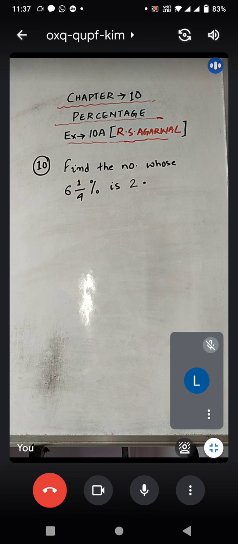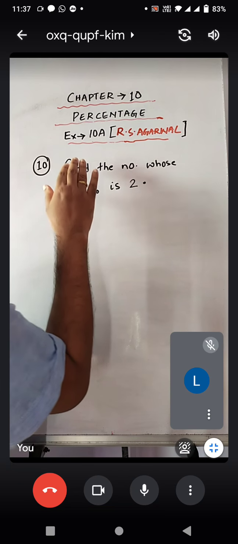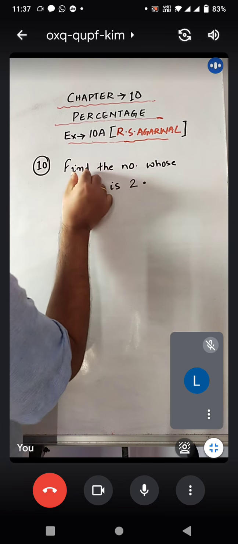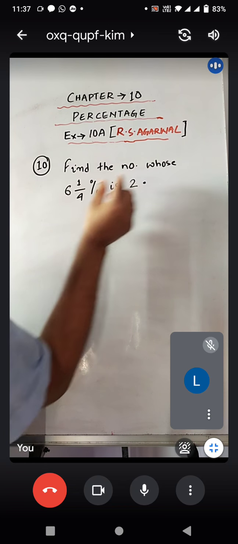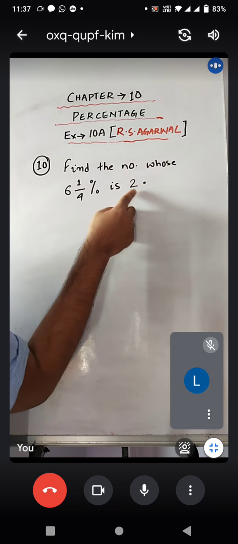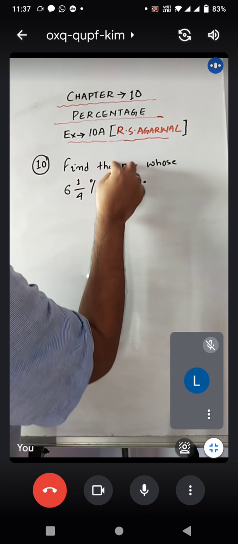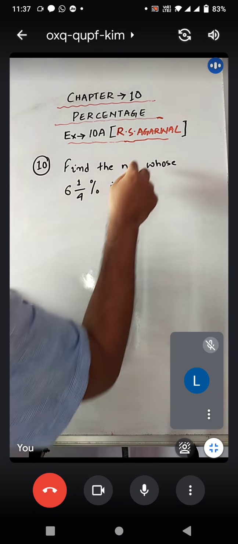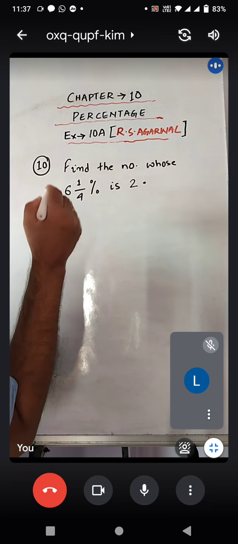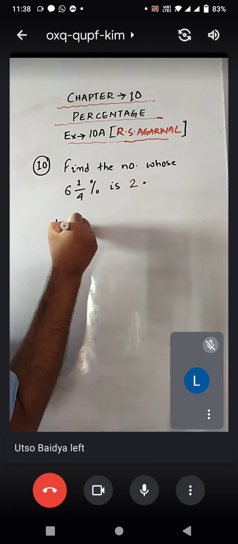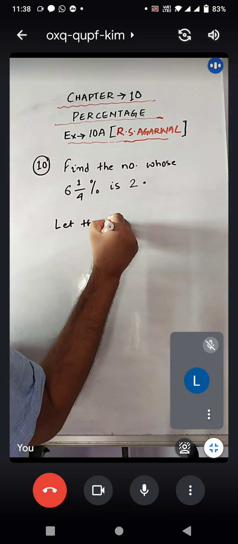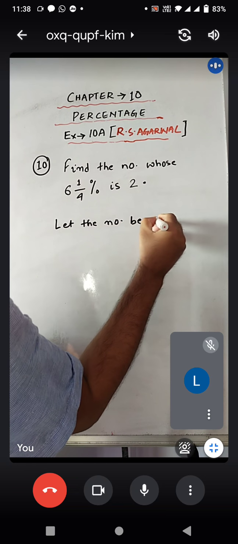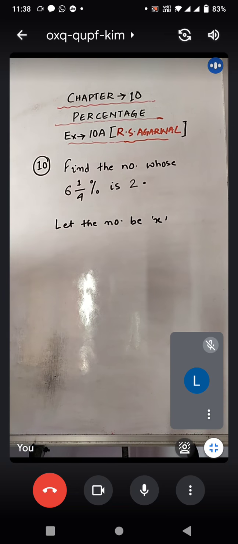So you can see that, find the number whose 6 1 by 4% is 2. Fine. So we have to find out this number. As we are not aware of this number, the first thing that we have to do is let the number be x.